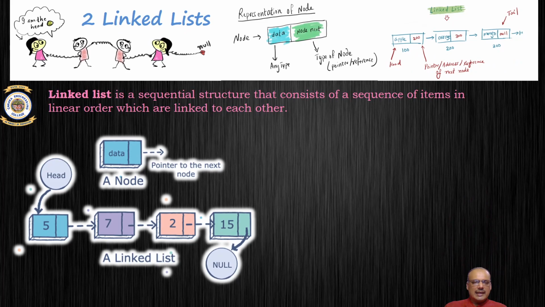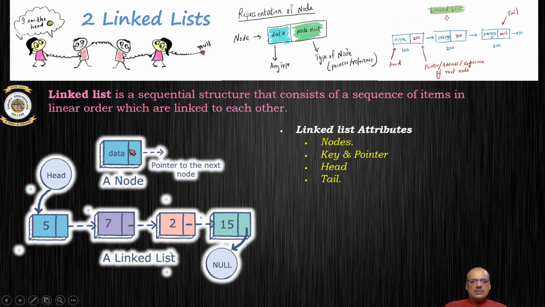Okay, so the second data structure that we are going to talk about is the linked list. Now, a linked list is a sequential structure that consists of a sequence of elements in linear order which are linked to each other. So as the name implies, it is basically n number of elements which are linked to each other sequentially. So a linked list basically has 4 important parameters. The first one is the node. The other one is that each node, as we know, has 2 parts. The first one is called the data or the key part, and the second one is called the link or the pointer part.